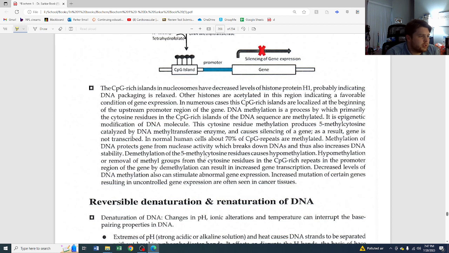So DNA methylation is a process by which primarily the cytosine residues in the CpG-rich islands of the DNA sequence are methylated. It is an epigenetic modification of the DNA molecule. This cytosine residue methylation produces 5-methylcytosine, catalyzed by the DNA methyltransferase enzyme, and causes silencing of a gene. So you could get a question about that. DNA methyltransferase enzyme causes silencing of a gene. As a result, the gene is not transcribed.